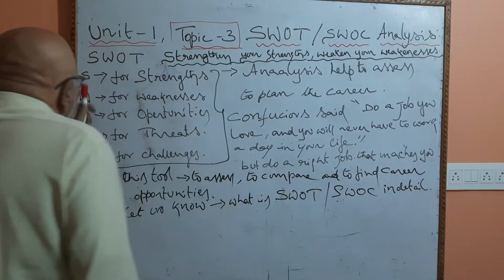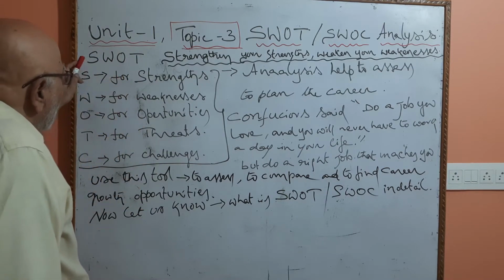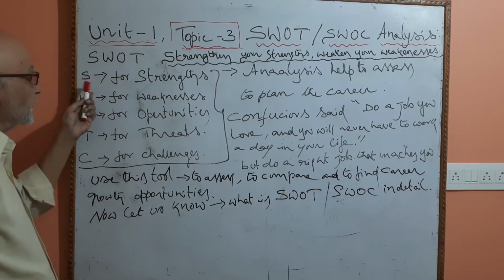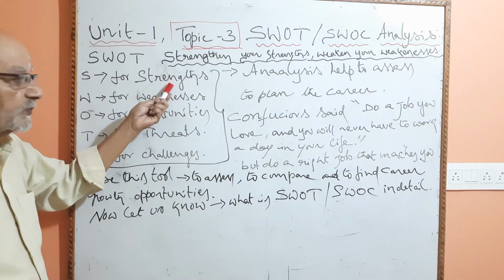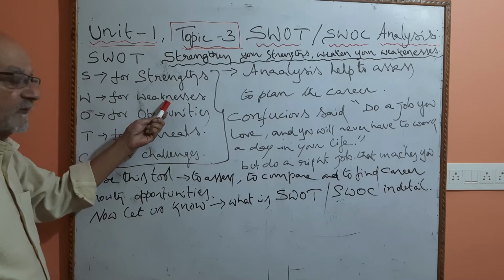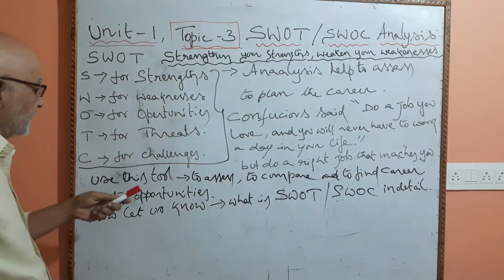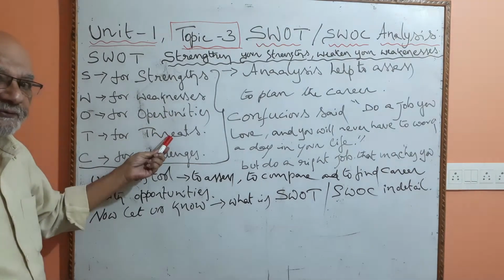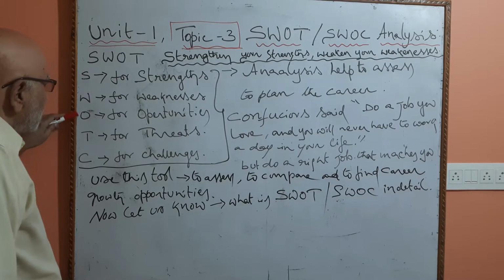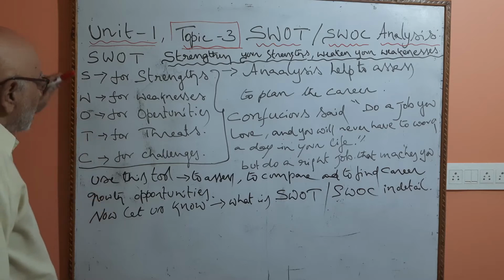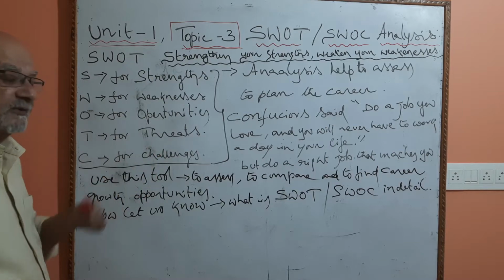You see here, SWOT. First alphabet S for strengths, W for weaknesses, O for opportunities, T for threats. SWO common. Now SWOC. Here C for challenges.